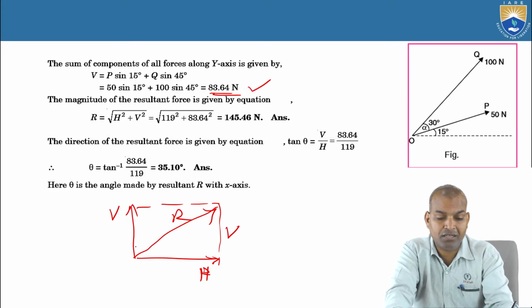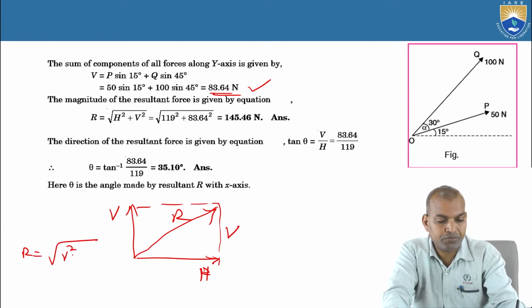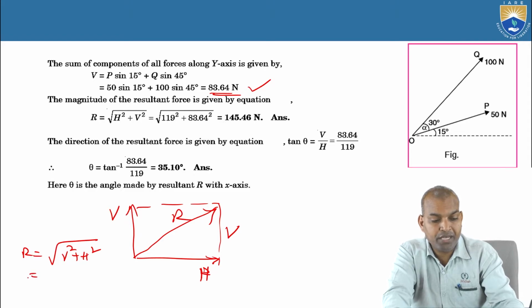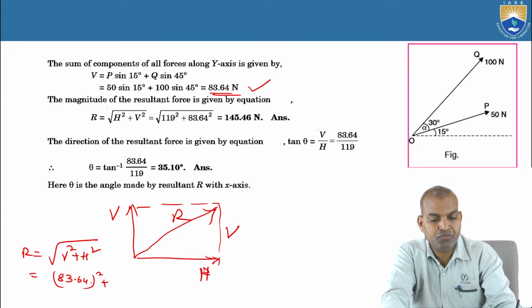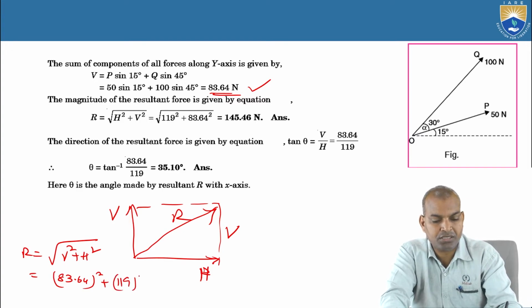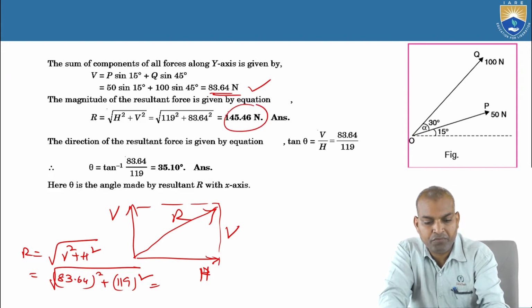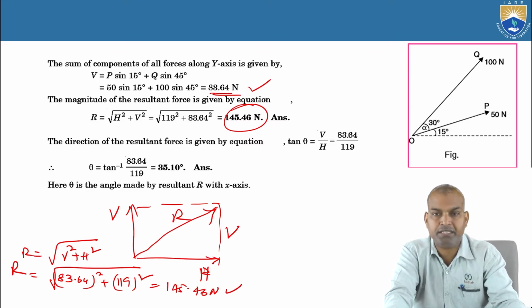How do we get this R? R equal to the square root of V square plus H square according to the Pythagoras theorem. What is V equal to? Here substitute V equal to 83.64 and H. What is the H value? 109 newtons. Substituting that, the resultant is obtained as 145.46 newtons. That is the resultant.